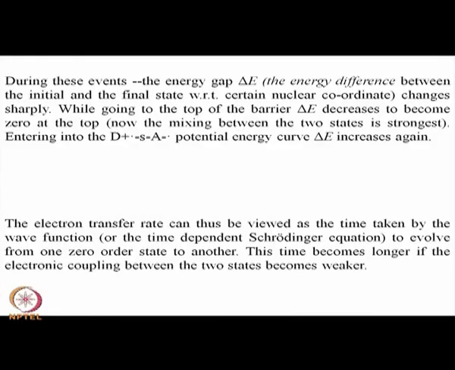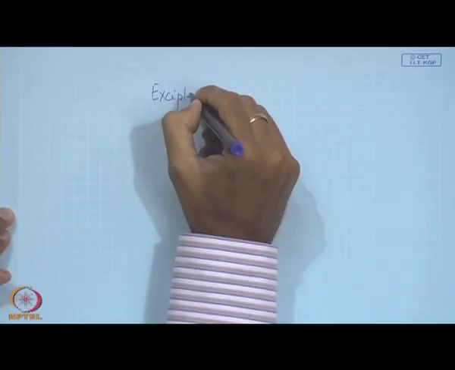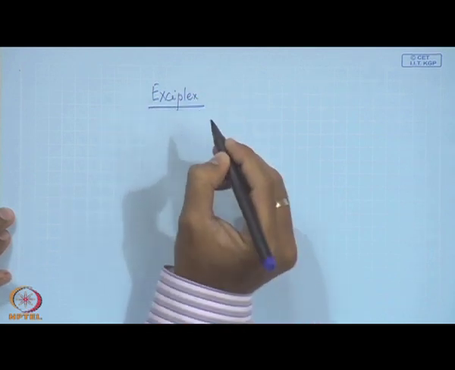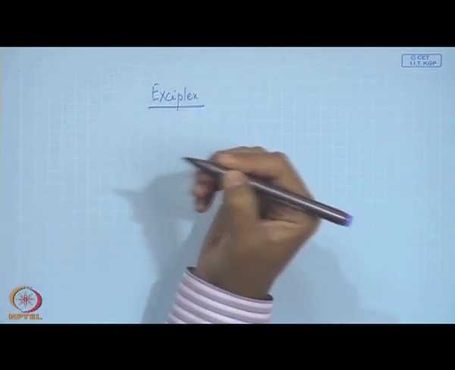Next we will move on to another topic, which is also related to the electron transfer process, and that is called exciplex. Exciplex is again an example where the electron transfer is taking place in the excited state.